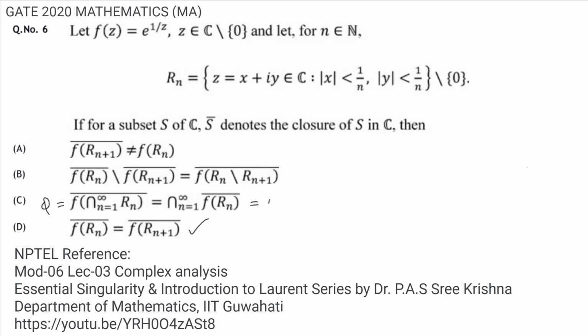Coming to this, the intersection for n equal to 1 to infinity is C infinity for all natural numbers n. So these two are not equal: the empty set is not equal to C infinity. So option C is incorrect. In total, the only correct option is option D. Thank you.